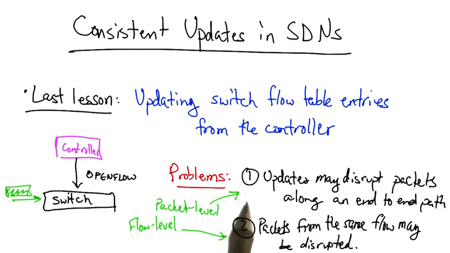The first problem is known as a packet-level consistency problem, and the second problem is known as a flow-level consistency problem. In this lesson, we will explore these problems in more detail and look at various approaches to guaranteeing consistent updates in SDNs.